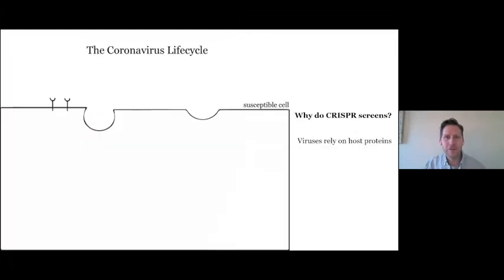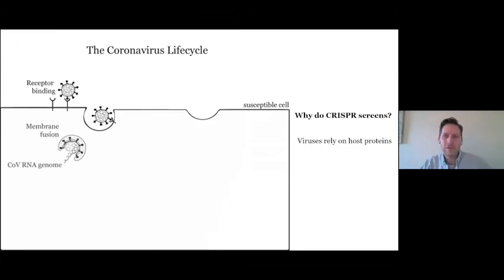So first, I'd just like to start by addressing the question, why do CRISPR screens and what are we looking for? So to introduce this, I'll just go quickly through the coronavirus life cycle, just to highlight the point that viruses in general and coronaviruses as well rely on host factors throughout pretty much every stage in their life cycle. So this is from the very first steps of receptor binding.